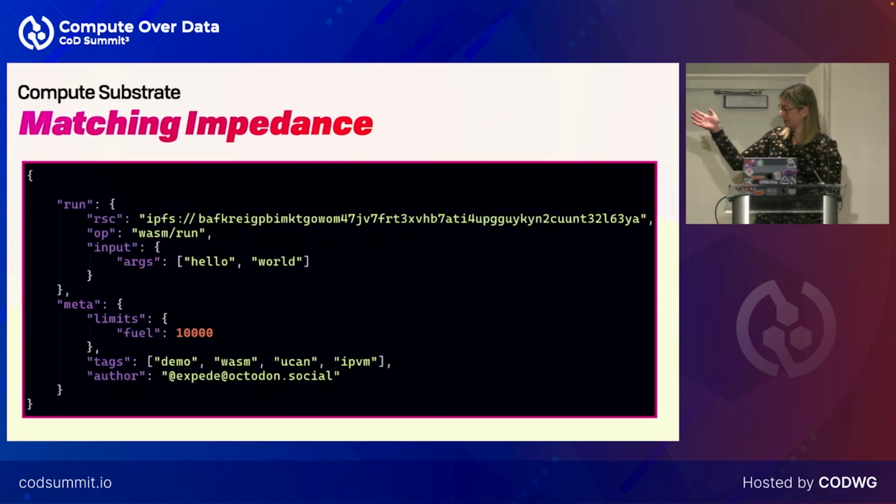This is what an actual document looks like, or the JSON layout of it. Being IPLD, it's encoding agnostic. Pretty straightforward for a workflow system.